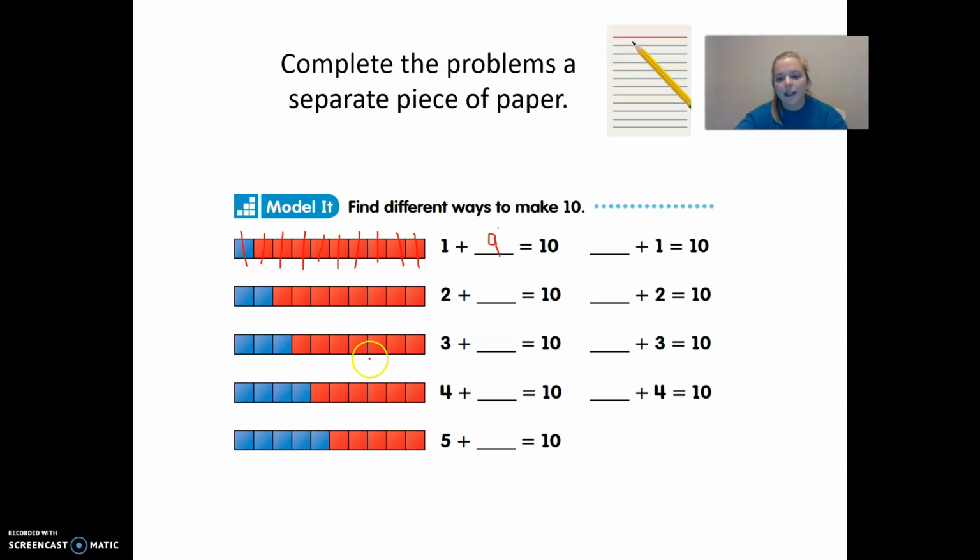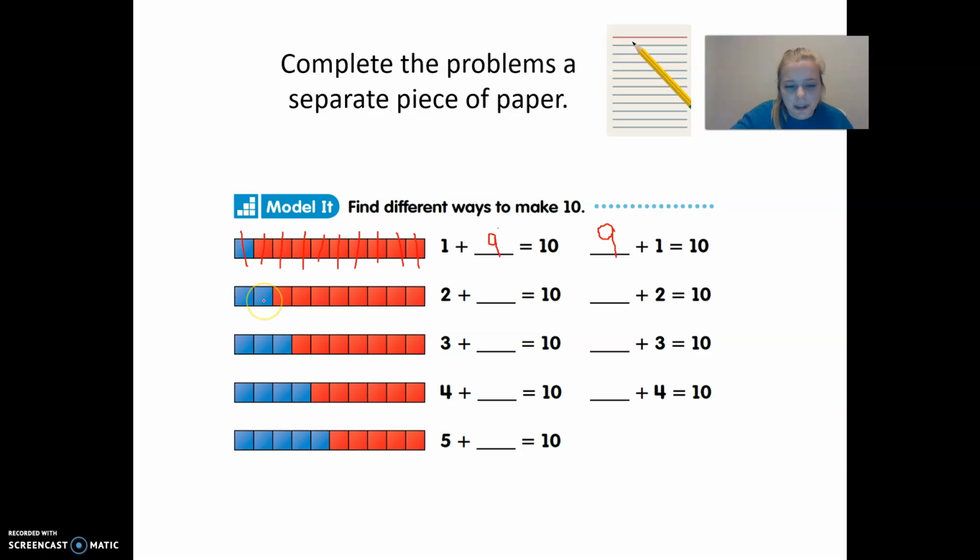Okay? So then if I just want to flip-flop that, so I have 1 plus 9 equals 10, that means what goes over here? Yeah, so that means that 9 plus 1 equals 10, right? Because I can just flip-flop my numbers to figure out this problem over here, okay? So you're going to do the same thing for this one.